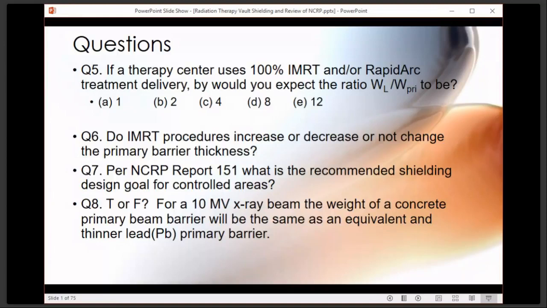All right, Jim, it looks like most people have had a chance to go ahead and weigh in on the poll. So why don't we go over the answers?